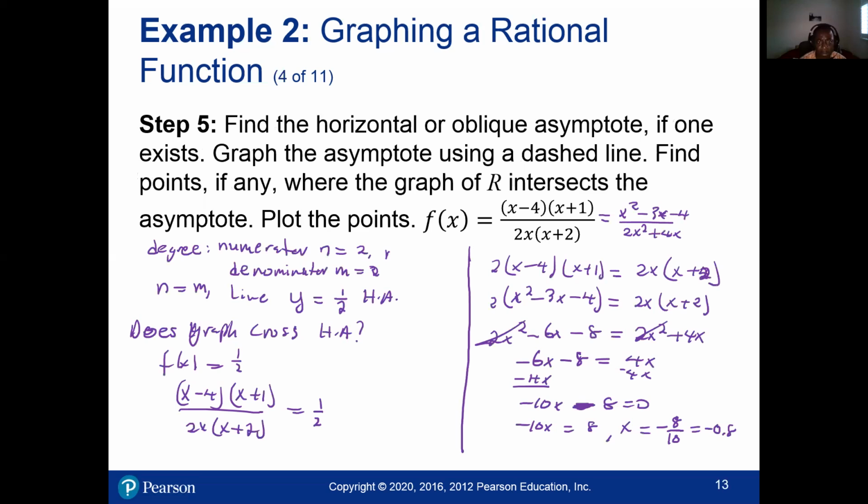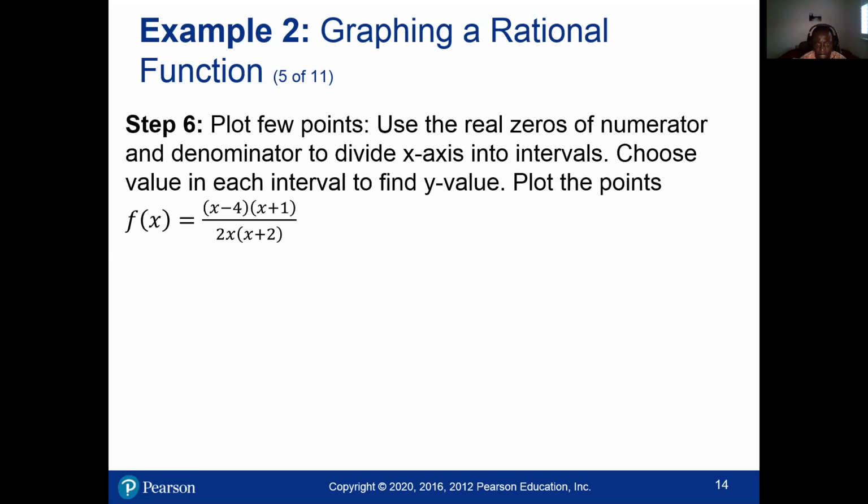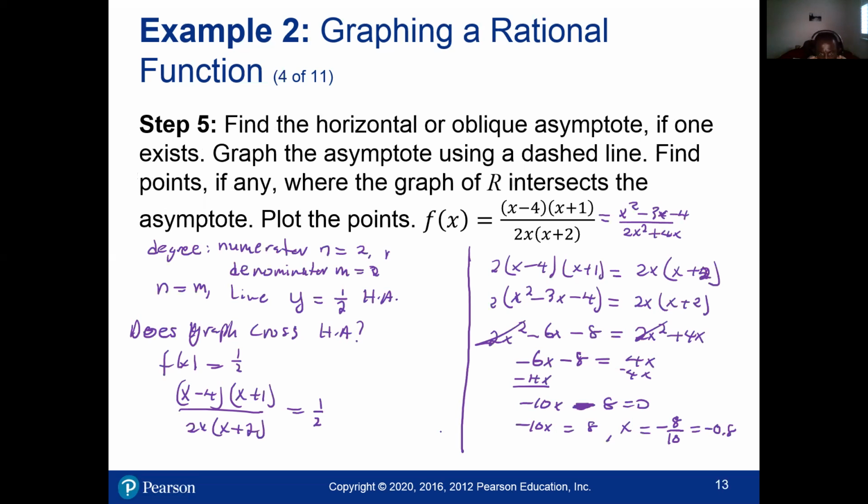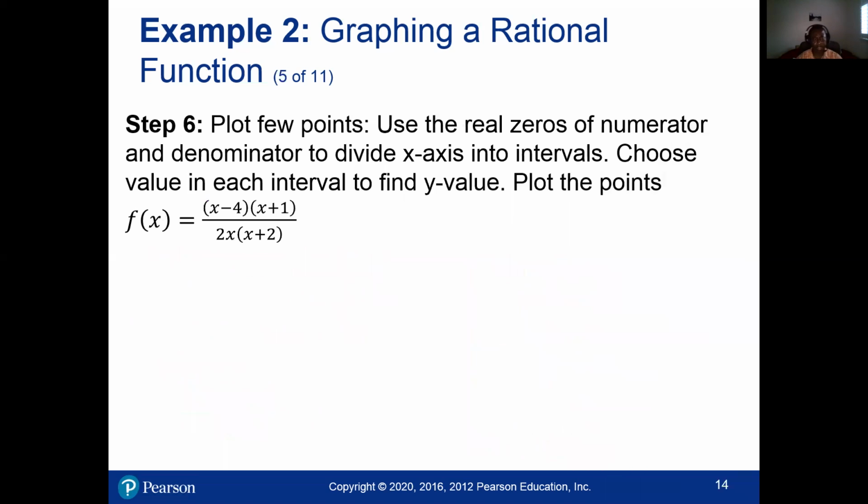Okay, so what does it mean? It means that the graph crosses the horizontal asymptote, because that's what the question asks: does the graph cross the horizontal asymptote? So the answer to that is yes. At what point? Minus 0.8 and 1/2.